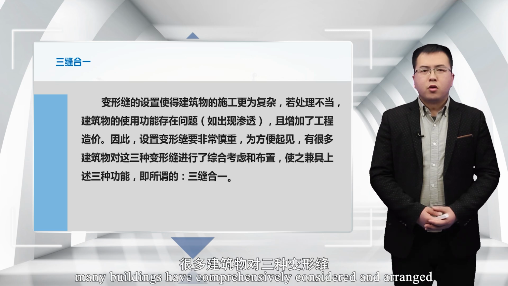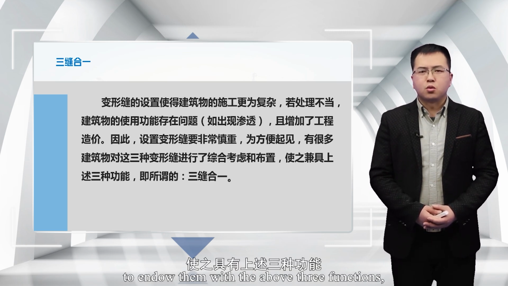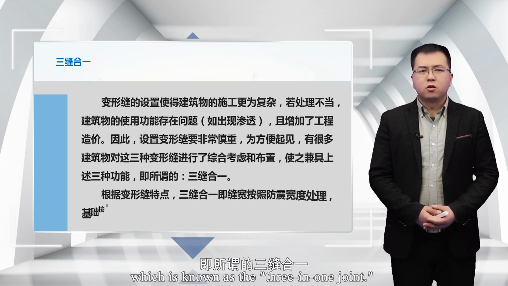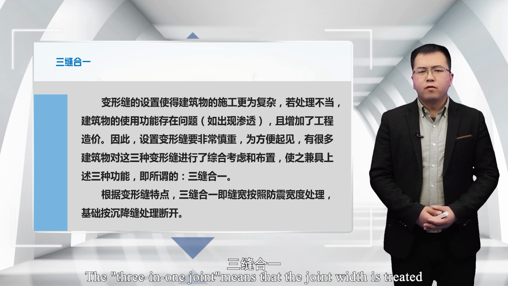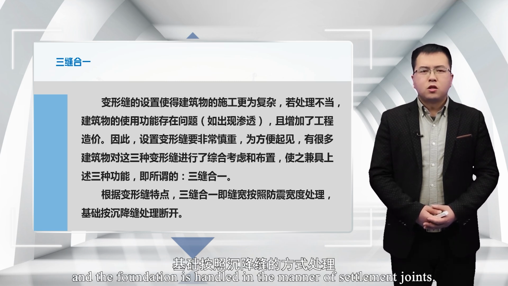For convenience, many buildings have comprehensively considered and arranged the three types of deformation joints to endow them with the above three functions, which is known as the 3-in-1 joint. The 3-in-1 joint means that the joint width is treated according to the width of seismic joints, and the foundation is handled in the manner of settlement joints.